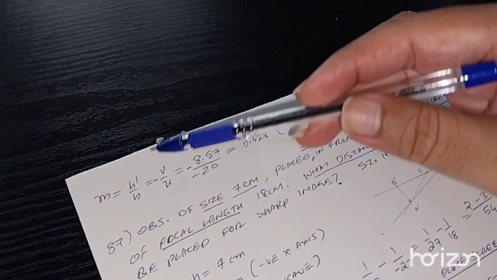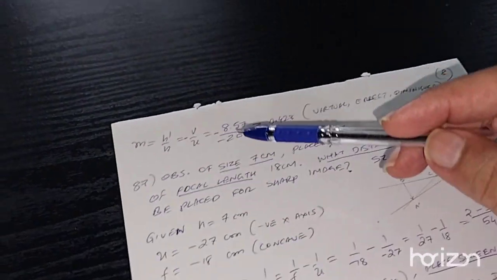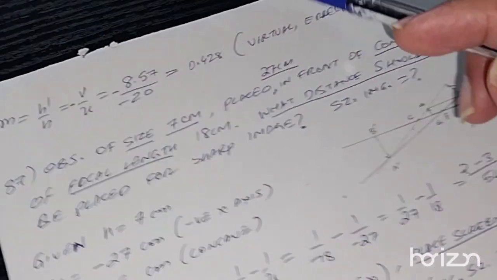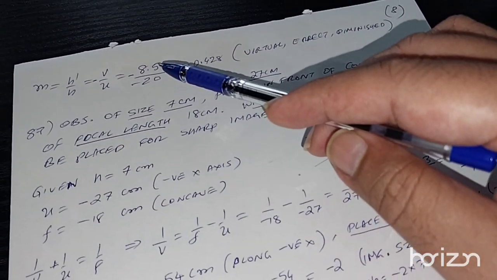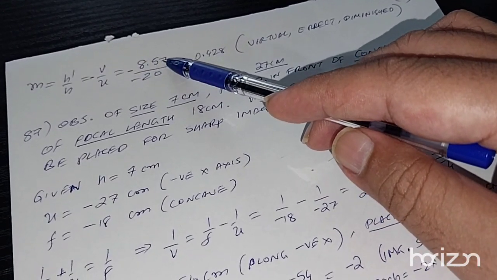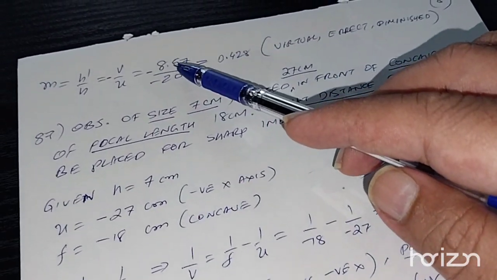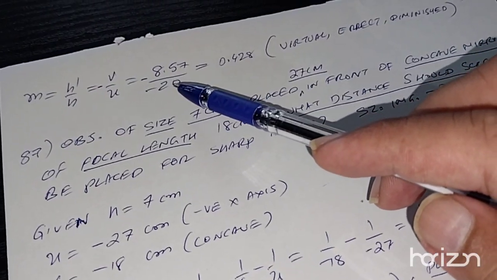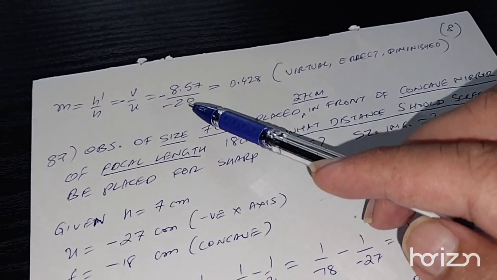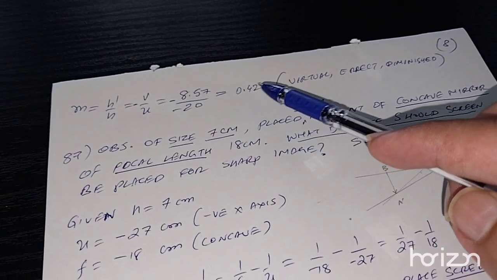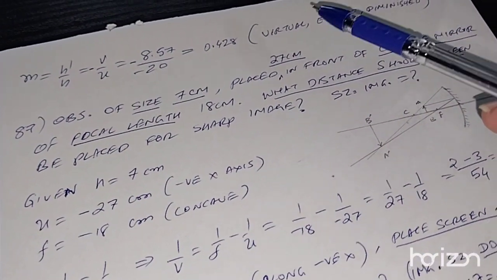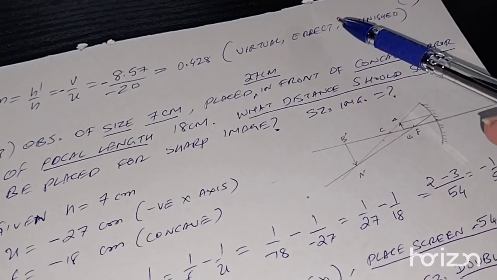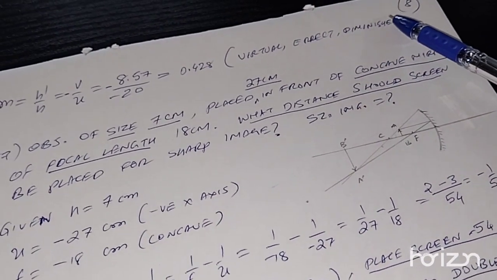Okay, so what is the magnification? Magnification is minus u by v. Why minus u by v? Because this is a mirror. So minus u by v, v is 8.57 (the minus sign is already there) and u is minus 20, right? We are just substituting. You will get 0.428 because this minus and this minus will cancel, which means you will get a virtual image, an erect image, and a diminished image.